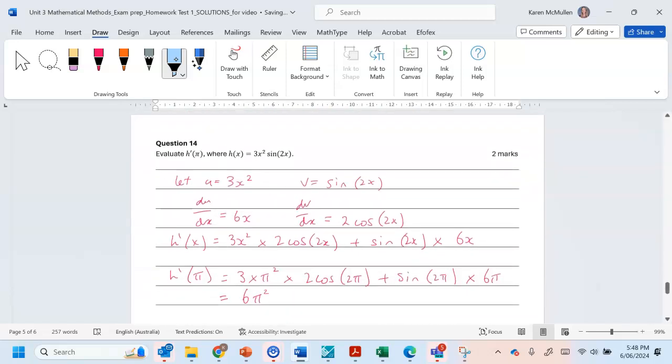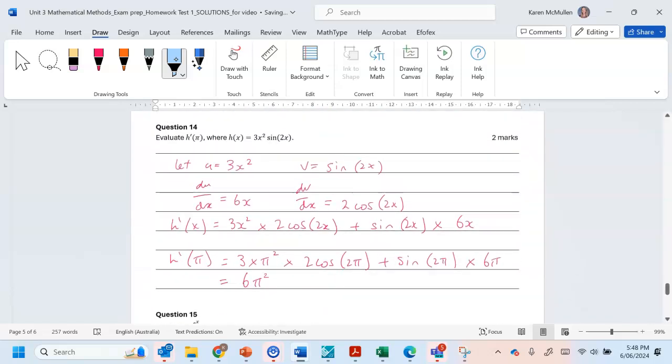All right, moving on to question 14. So here we've got the product rule. So we've got 3x squared times sine 2x. So you can see we're clearly multiplying two functions.